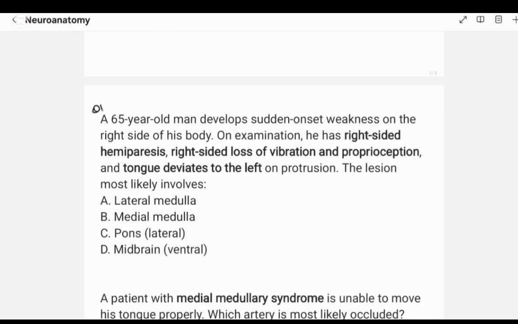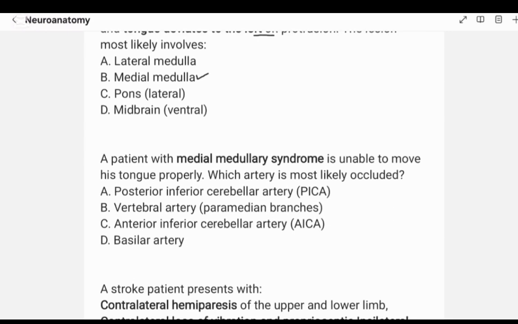Question 1, we have a 65 years old man who develops sudden onset weakness on the right side of the body. On examination he has right sided hemiparesis. Hemiparesis means both the upper and the lower limbs are affected. Right sided loss of vibration and proprioception, and the tongue deviates to the left on protrusion. So there is a classic triad of the medial medullary syndrome, and the lesion most likely involves the medial medulla. It's very simple to answer such questions.